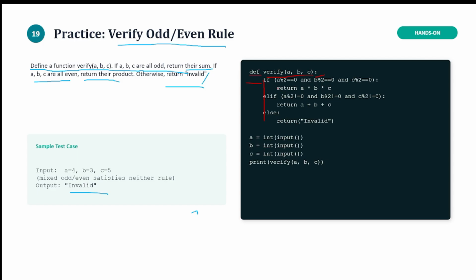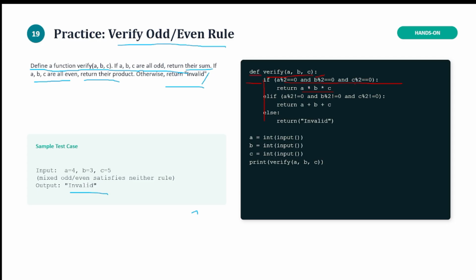So let's see what the condition is. You can see here, if a % 2 == 0, it means the number is even, and b % 2 == 0 means that number is also even, and also for c. If all the numbers satisfy this, then and only then it will return the product of all three numbers. Why? Because we are using and here. What is the function of and? The and gives the output only when all the conditions are true.